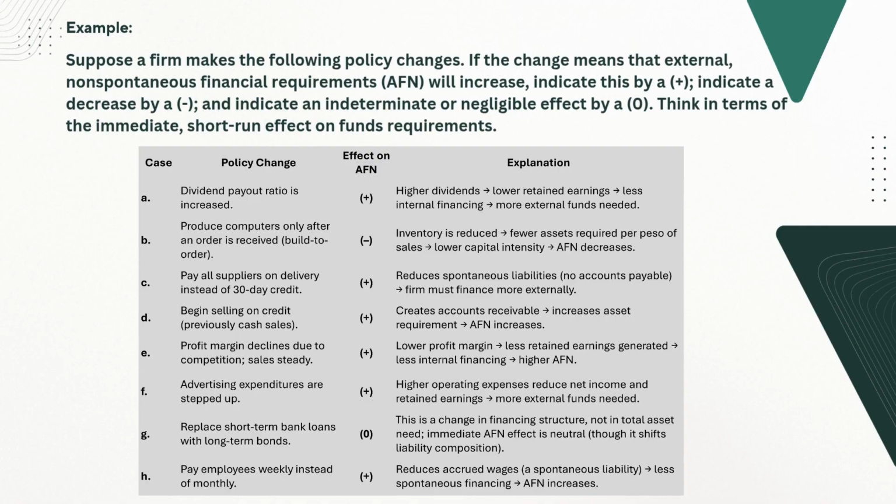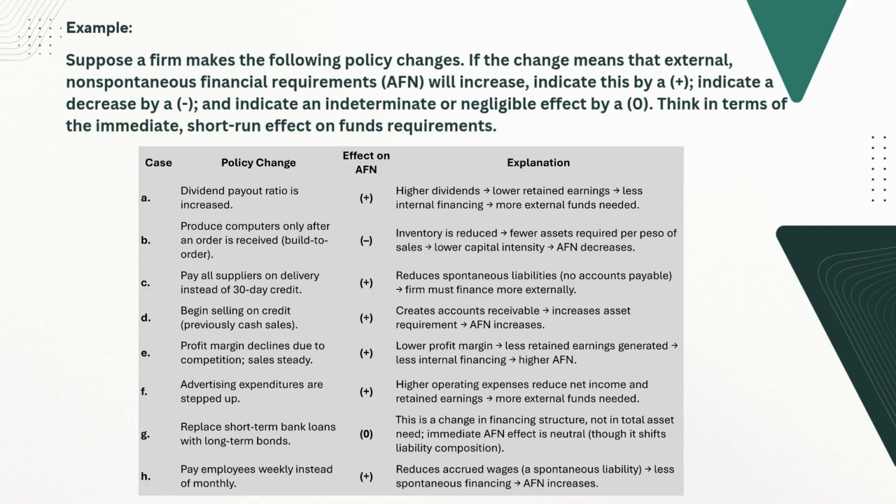Next is replace short-term bank loans with long-term bonds. The effect is zero or negligible. This is mainly a change in financing structure, not a change in total assets. It doesn't directly affect the AFN, since AFN measures new external funds required, not shifts between financing sources. However, in the long term, this might affect liquidity or interest expenses, but not AFN directly.